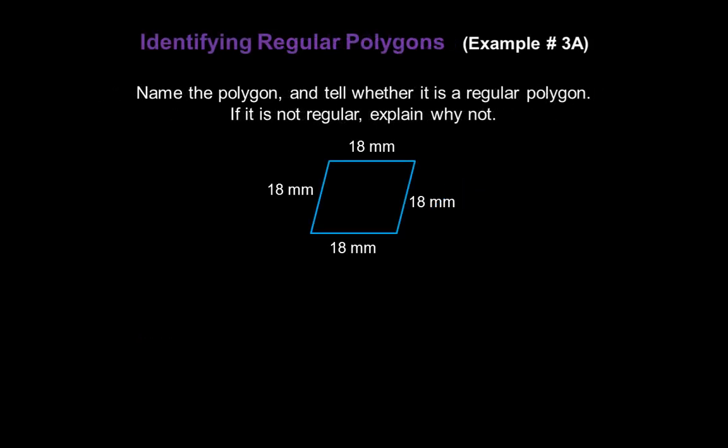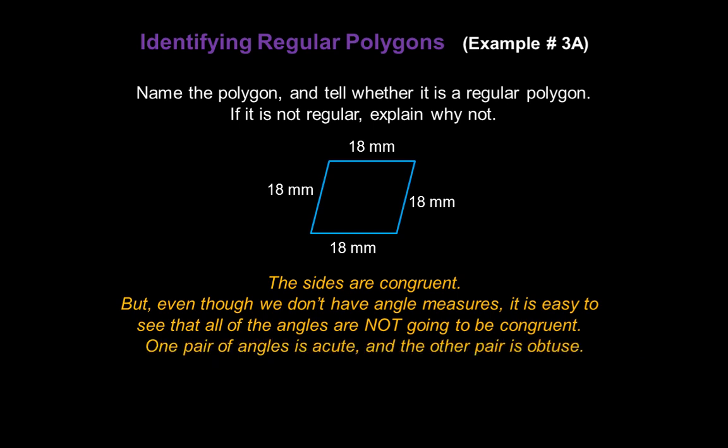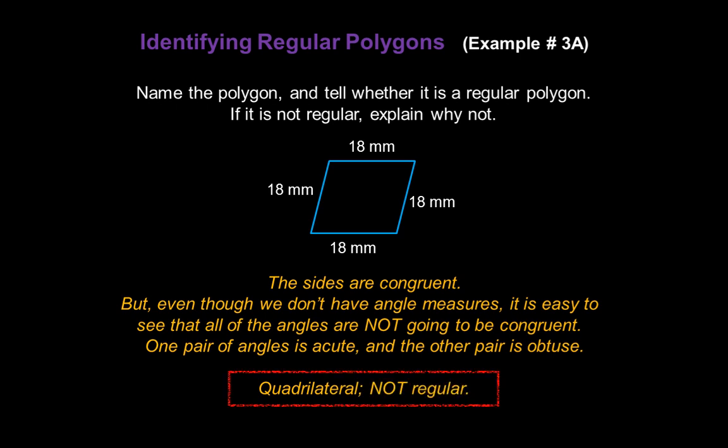So let's look at some examples now of naming the polygon and telling whether it's regular or not. If it's not regular, explain why it isn't. The sides in this particular figure are congruent. They're all 18 millimeters. But even though we don't have angle measures, it's easy to see that all of the angles are not going to be congruent. One pair of angles is acute, and the other pair is obtuse. So that means this quadrilateral is not regular.